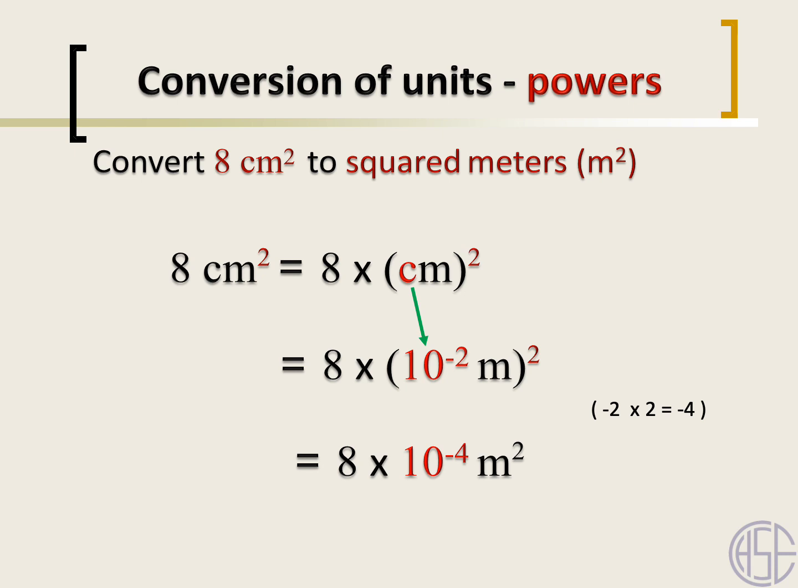meter to the power 2 is called meter square. So this is how I removed the bracket. 10 to the power of minus 2 all square will become 10 to the power of minus 4. Then meter to the power 2 becomes meter square. So that bracket is now removed, and this is the answer. Now let's see how to convert if there are many prefixes coming in a single equation.